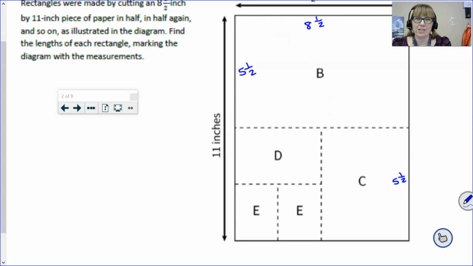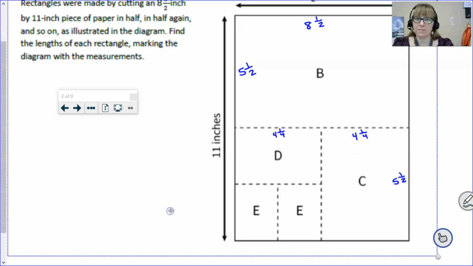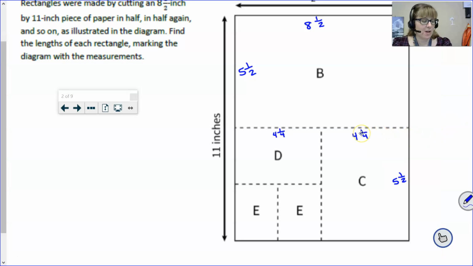Again, think about what we did. This whole entire side length is 8.5, but I folded that in half to get this amount. Half of 8.5, and again, think about how this relates to that warm-up. Half of 8 is 4, and half of half is 1/4. So I don't even really need to use my calculator for these. We're just using that mental math strategy practiced in the warm-up. Knowing that this is 4 1/4, I of course know that the other half is going to be the same dimension, 4 1/4.